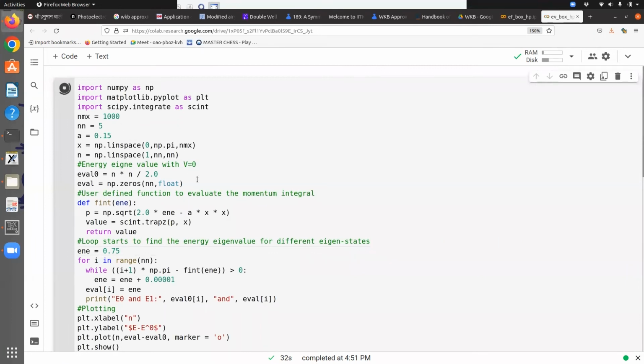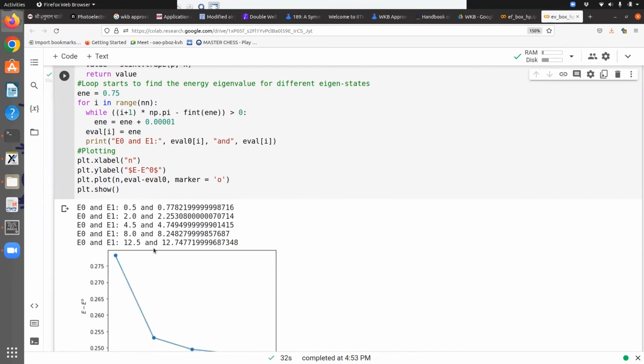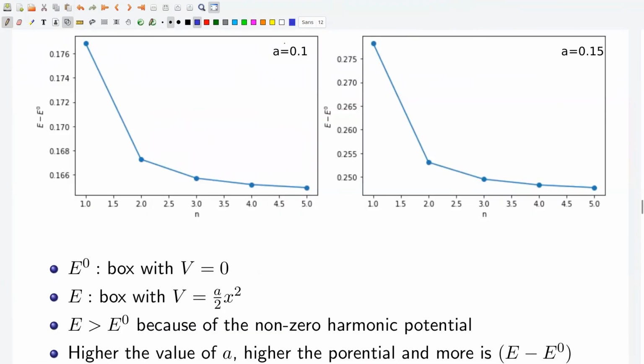Let us run the code. And it starts printing the energy eigenvalues for the two different cases. So the first row is the ground state, second one is the first excited state, and so on. The code is over now, and it has plotted the energy difference as a function of n. Let us try to compare the results between A equal to 0.1 and A equal to 0.15.